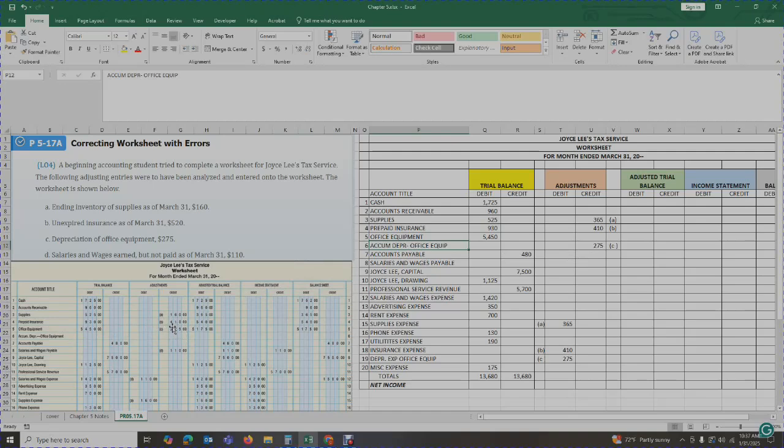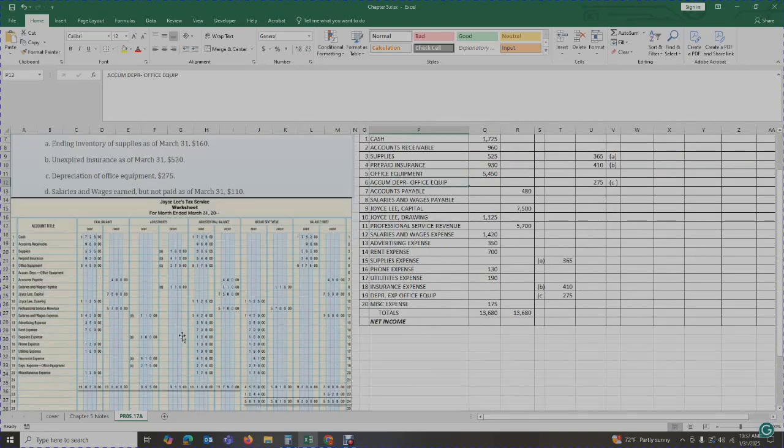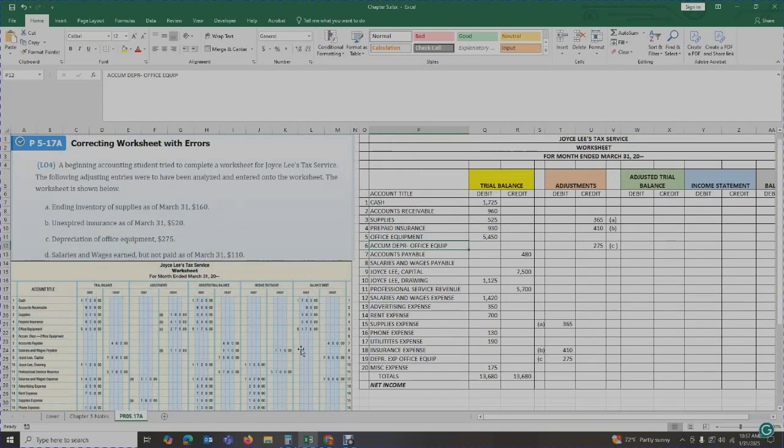So in this particular scenario, the student had recorded it to the incorrect account. They recorded it to the office equipment instead of the accumulated depreciation. The offset, the 275 debit, was correct. The only thing that was incorrect was the account used for the office equipment.